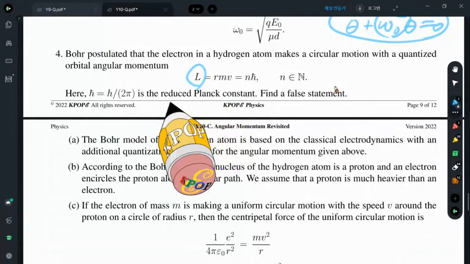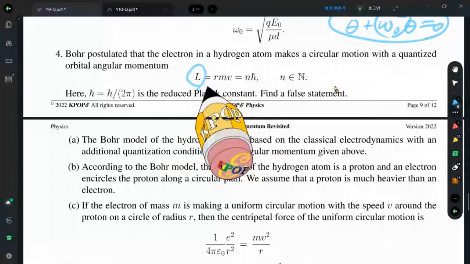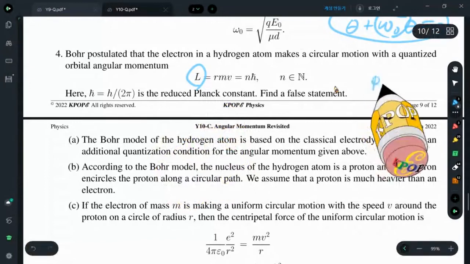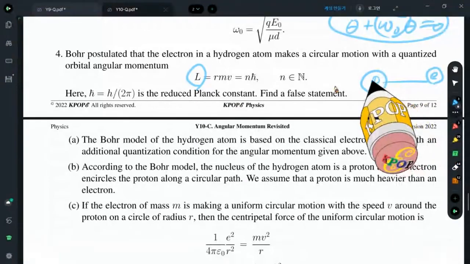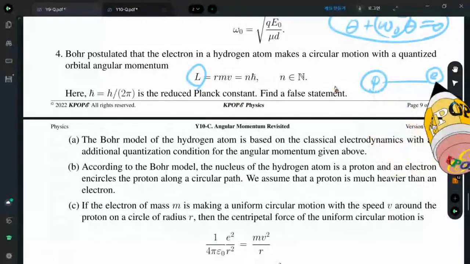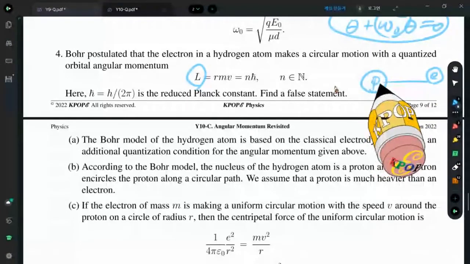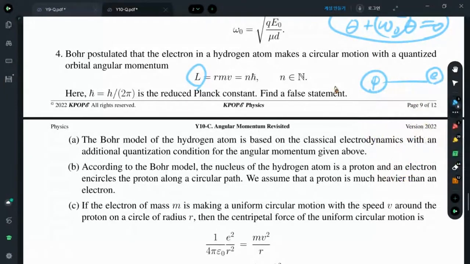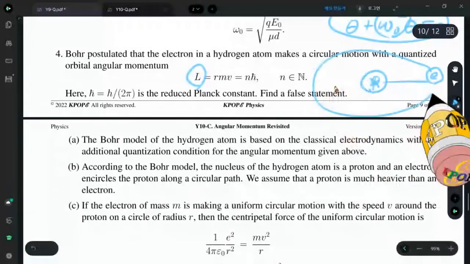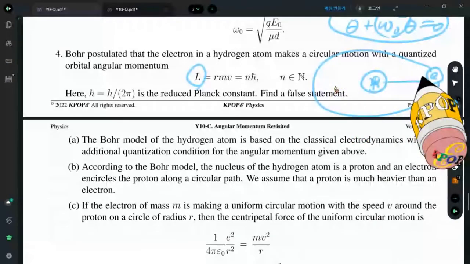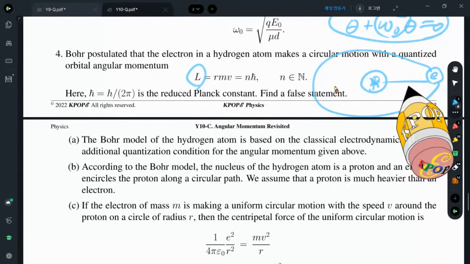Bohr assumed that the electron is in a bound state due to the electrostatic force between it and the proton, and the proton is almost 2,000 times heavier than the electron. So the center of mass is almost the same as the place where the proton is placed. So the electron is assumed to make a circular motion. Ho ho! He thought it is circular motion. Now nobody says the electron is making a circular motion.